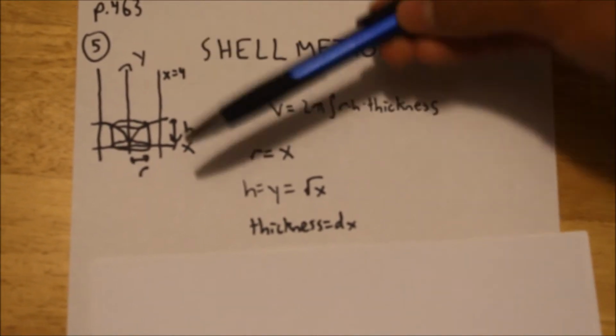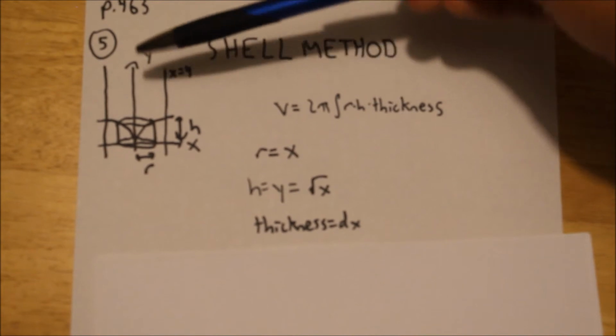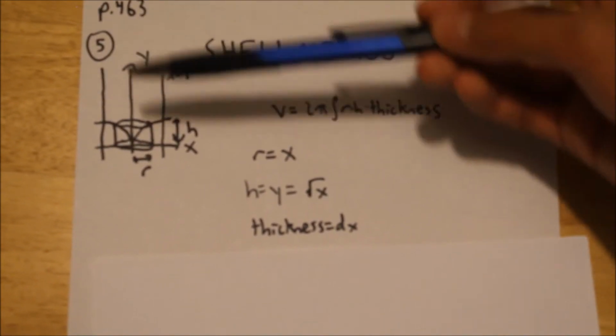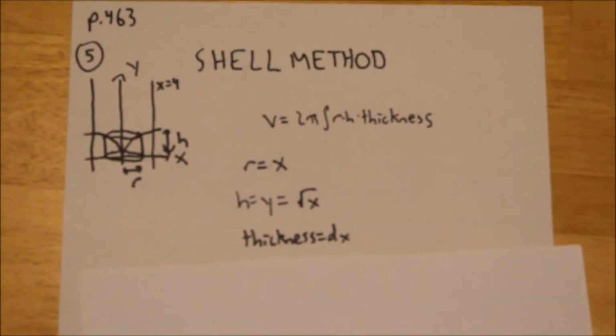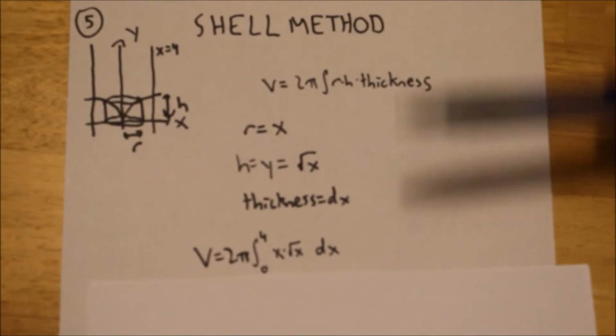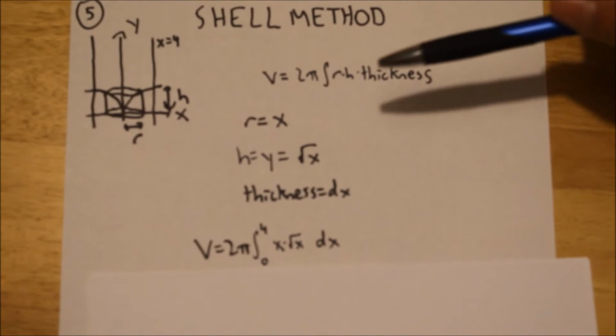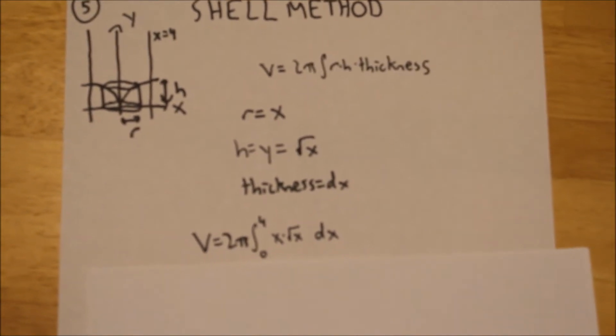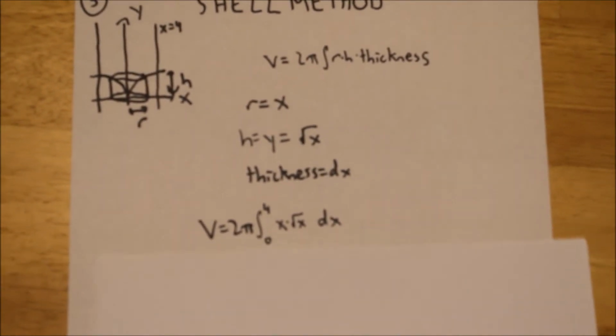Now the bounds of the integral are from 0 to 4, because you're rotating around the y-axis, which is x equals 0, and it's bounded by x equals 4. So the volume is going to be 2 pi times the integral from 0 to 4 of the radius, which is x, times height, which is square root of x dx.